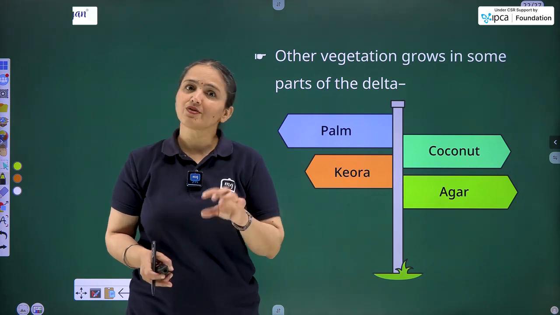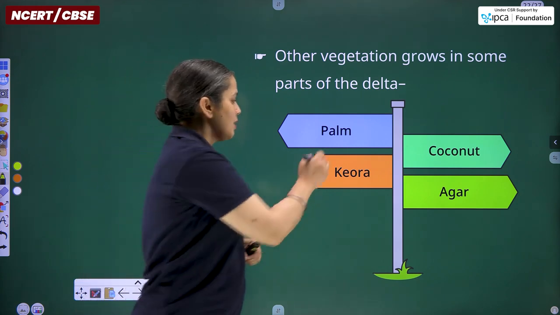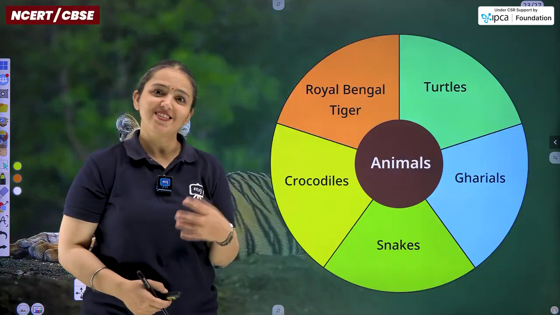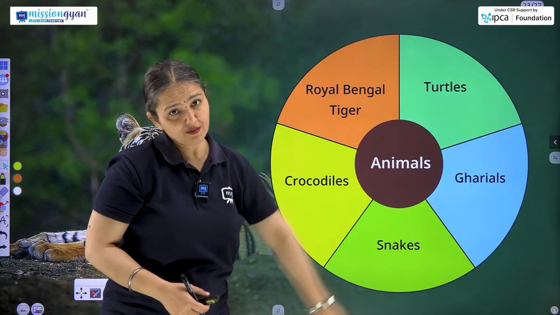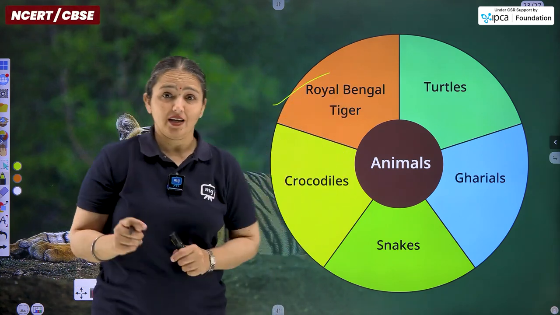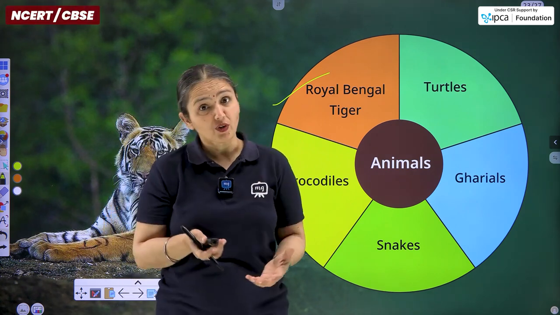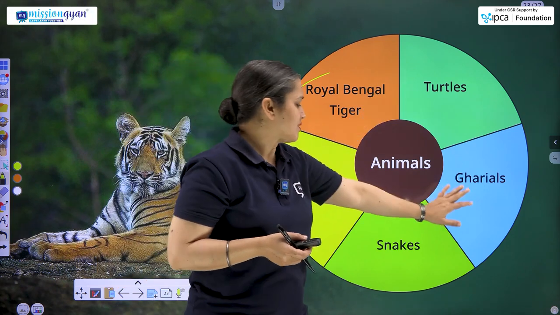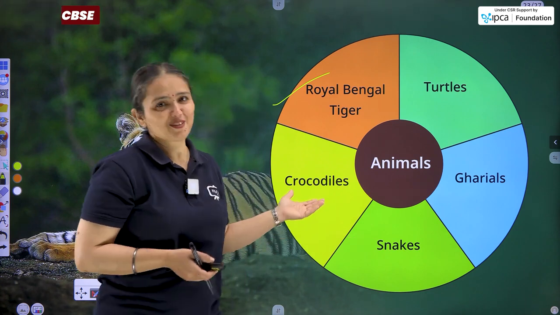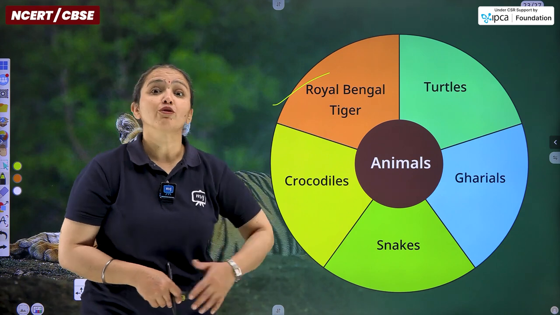Yes, you are getting it right. We do have softwood trees as well. Other vegetation that grows in these mangrove forests are palm, keora, coconut, agar. It is not agra, it is agar. Then certain animals found in these mangrove forests are the Royal Bengal tiger, the prominent key animal, the unique creature found in the Sundarban Delta or the Sundarban forest itself. Then turtles, gharials, a variety of crocodiles, snakes. These are the common animals found in the mangrove forest region.